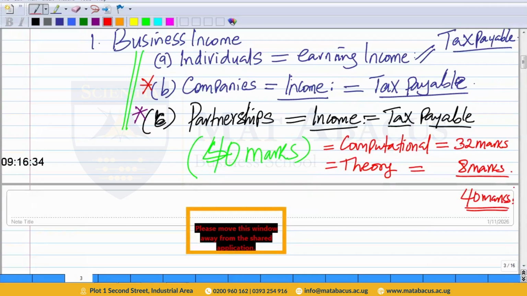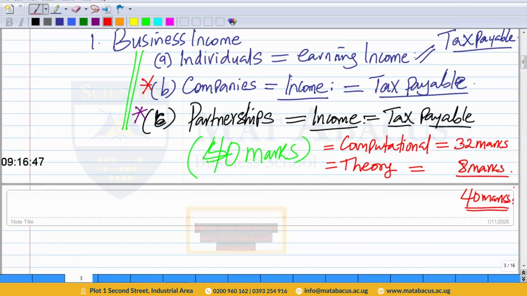So as we are studying, we shall now look at how do you compute? What do you need to look out for? And about the theory, how do you handle that so that we're able to score those 40 marks?